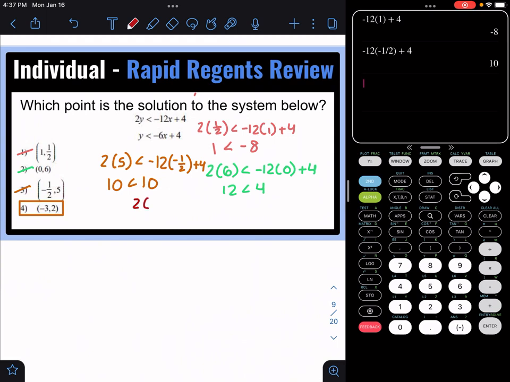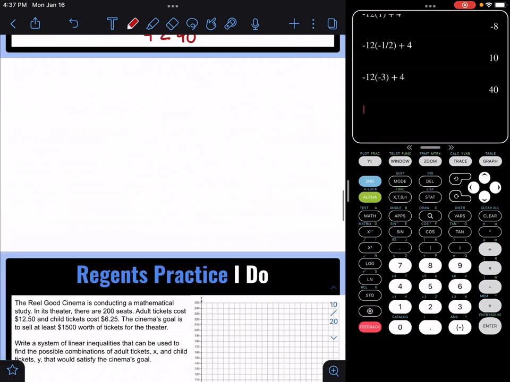2 times the y here, which is 2, is less than negative 12 times negative 3 plus 4. 2 times 2 is 4. Is that less than negative 12 times negative 3 plus 4? 4 is definitely less than 40, so yes, that is true. You would also want to check the second one to make sure it's correct, but because we already eliminated all the other choices, that has to be the correct one.